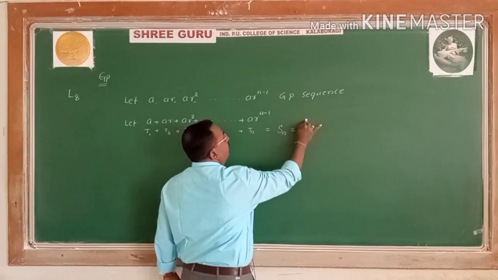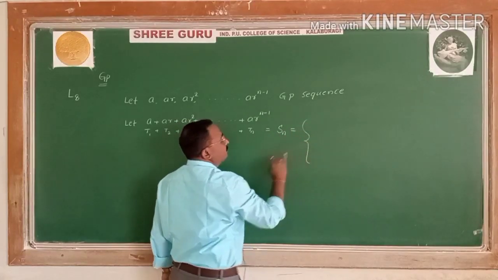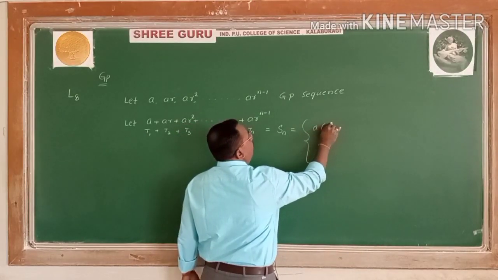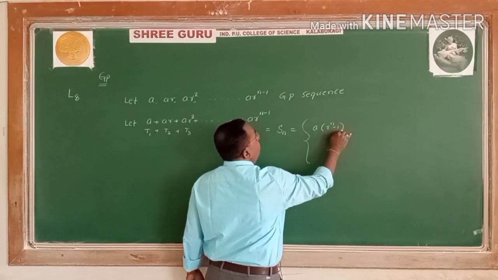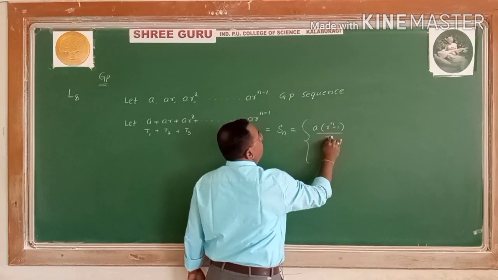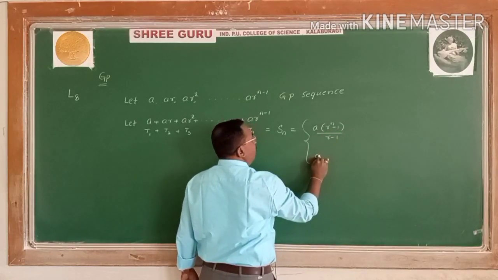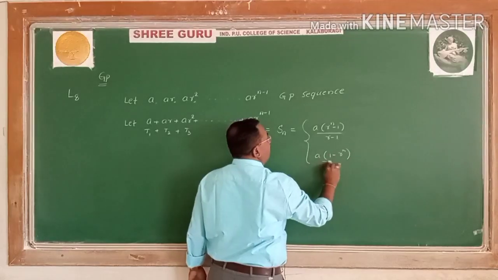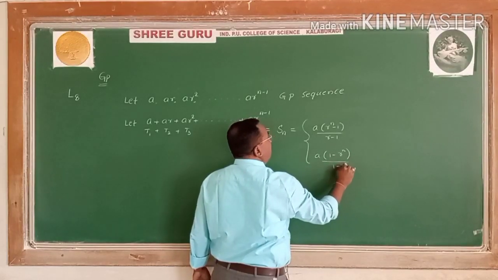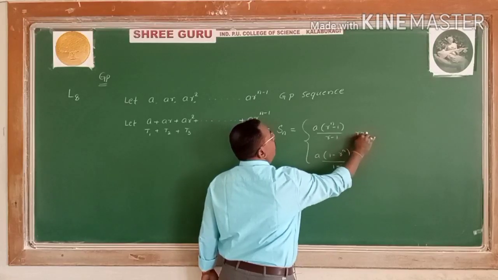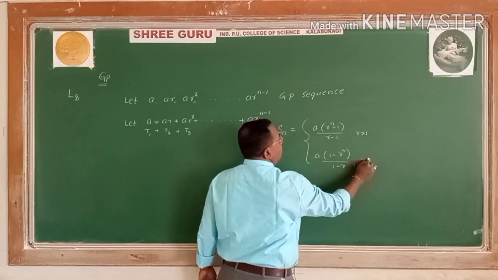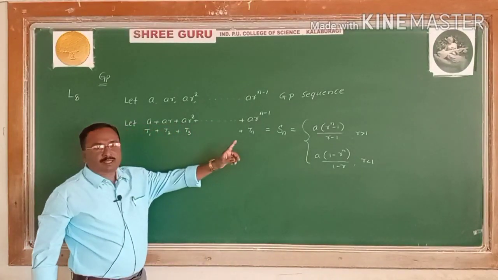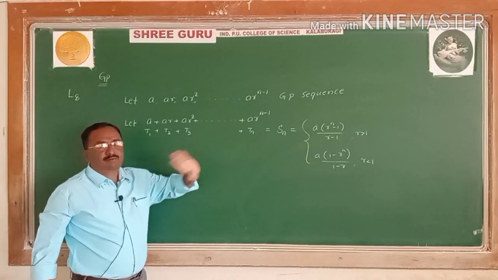Sn of GP arises in two cases. First one, A into r to the power n minus 1 divided by r minus 1. Next, A into 1 minus r to the power n divided by 1 minus r. If r is greater than 1, the first formula applies. If r is less than 1, the second formula applies.